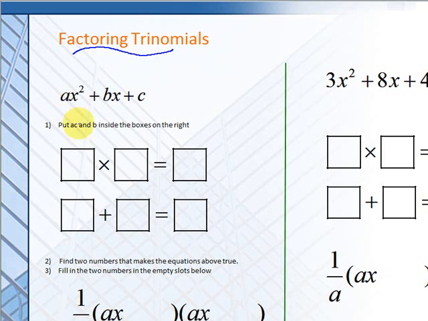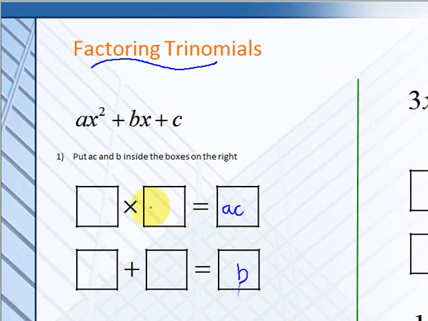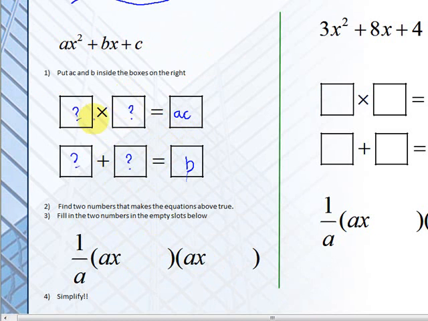First, put the AC and B inside the box in the right order. So put the AC, which is the product of the leading term and the constant term, and then put the B. The next step is to find two numbers so that this equation becomes a true statement. Once we find the two numbers, we put them inside the slot. And then the last step is to simplify the expression.